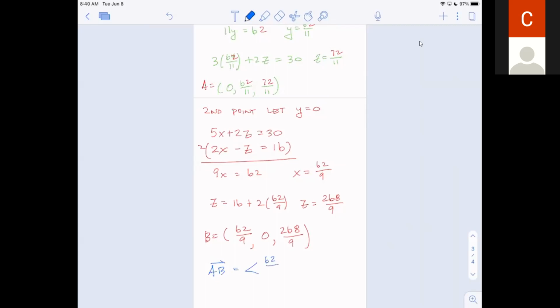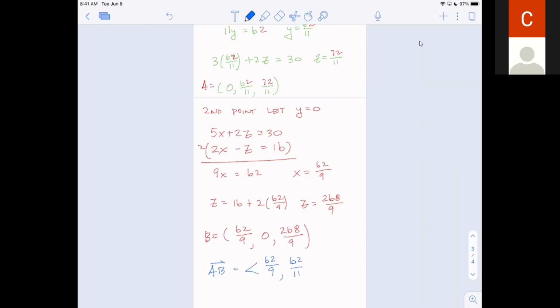So 62 over 9 minus 0. Fortunately, that was easy. And then 0 minus 62 over 11. Fortunately, that was easy. And then this last one's going to be horrible, right? 268 over 9. Seems like I'm just going to get a crazy decimal for this, that maybe it'll have a denominator of 72. So 268 over 9 minus 72 over 11.